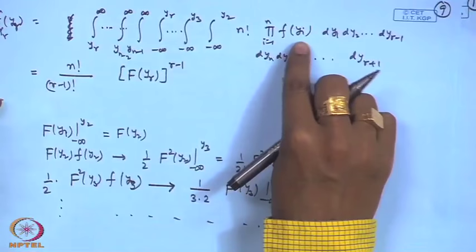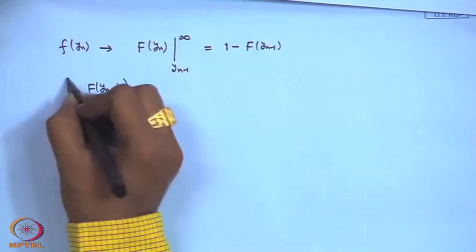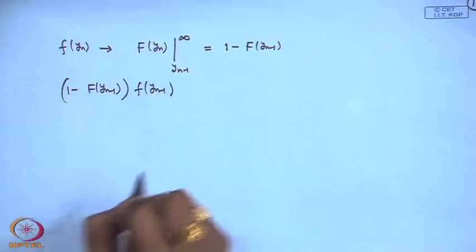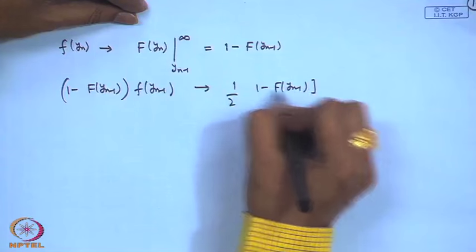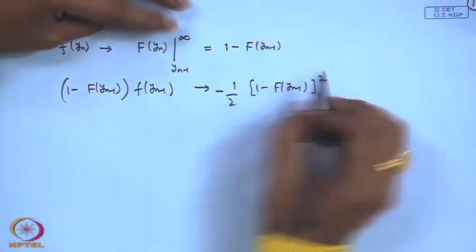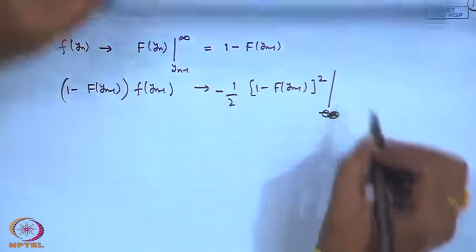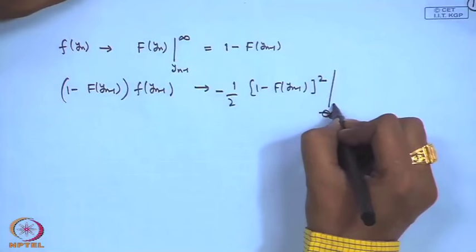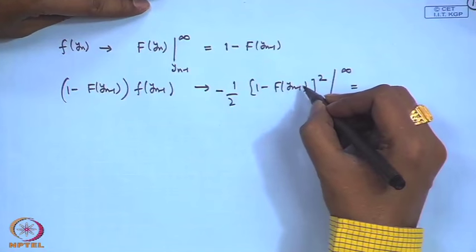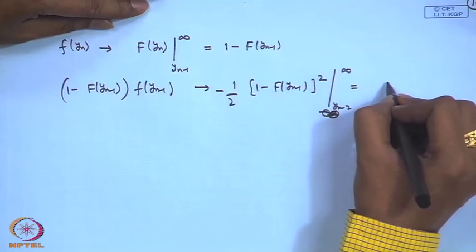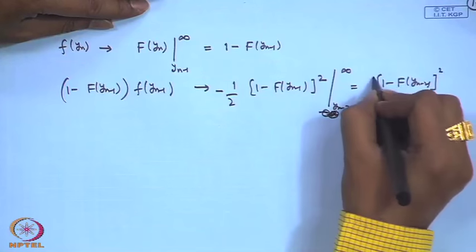So, now at the next stage I will have 1 minus F of y n minus 1 multiplied by small f of y n minus 1. If I integrate this, I will get 1 by 2 times 1 minus F of y n minus 1 squared, with a minus sign. Sorry, this is not from minus infinity, it is from y n minus 2 to infinity. At infinity this becomes 0, so this gives me 1 by 2 times 1 minus F of y n minus 2, whole squared.